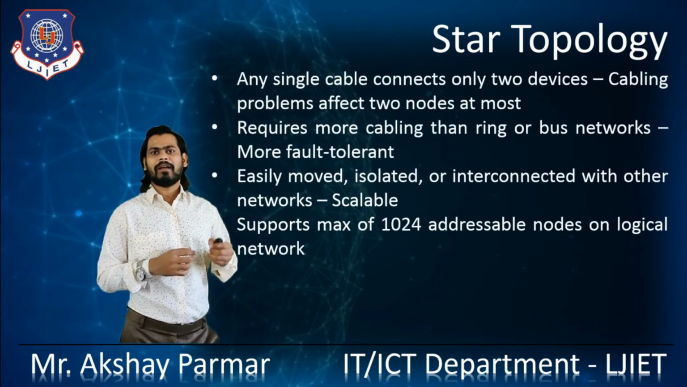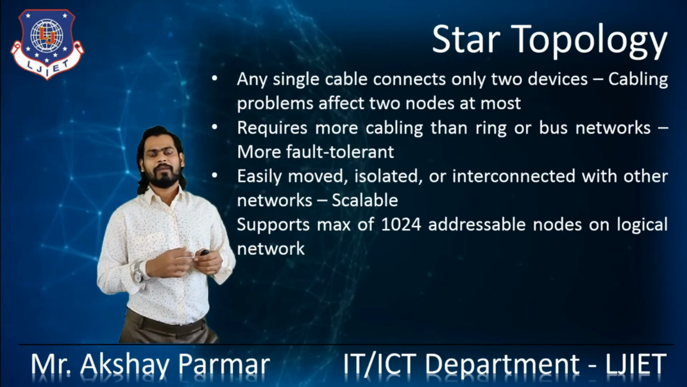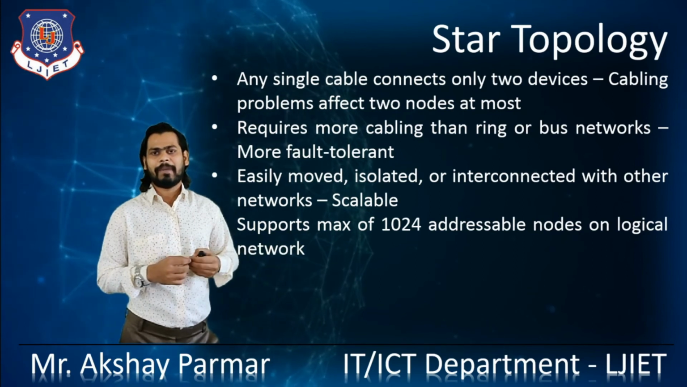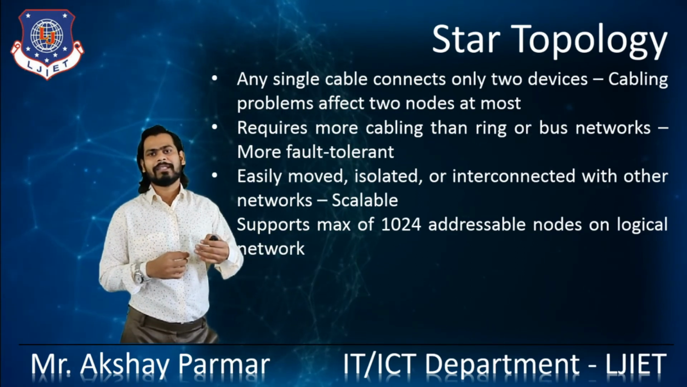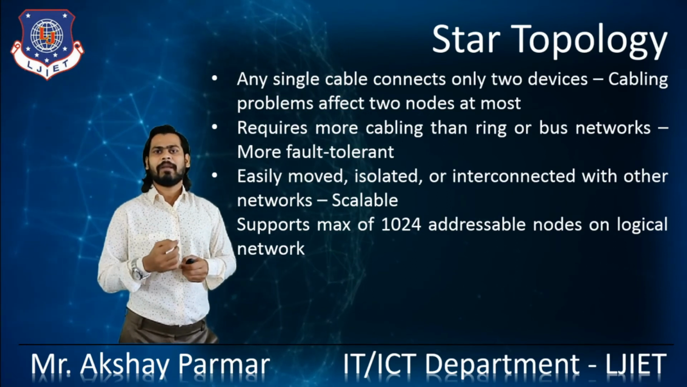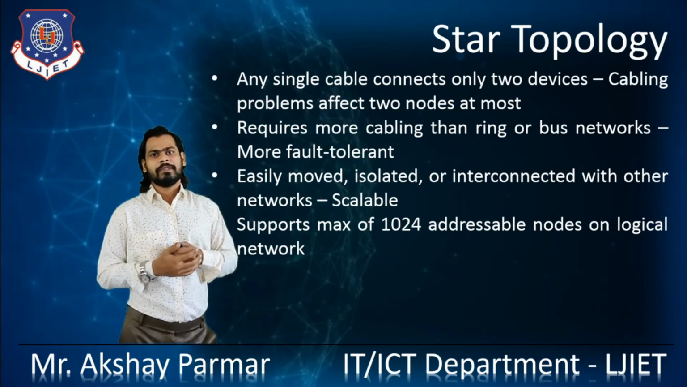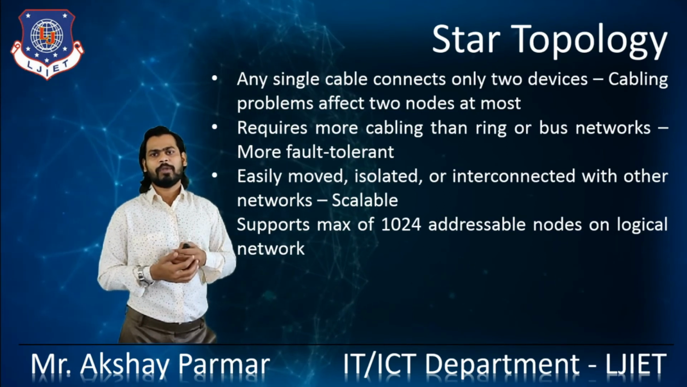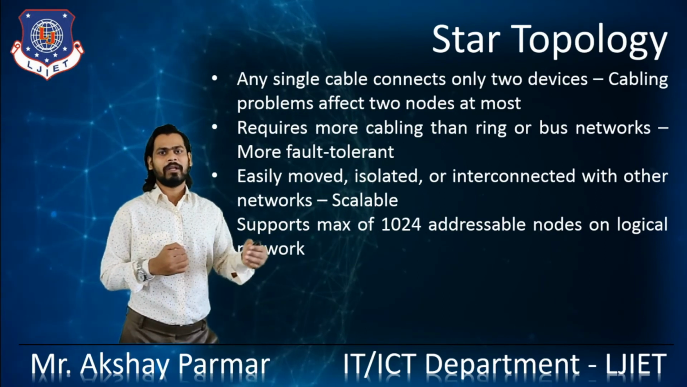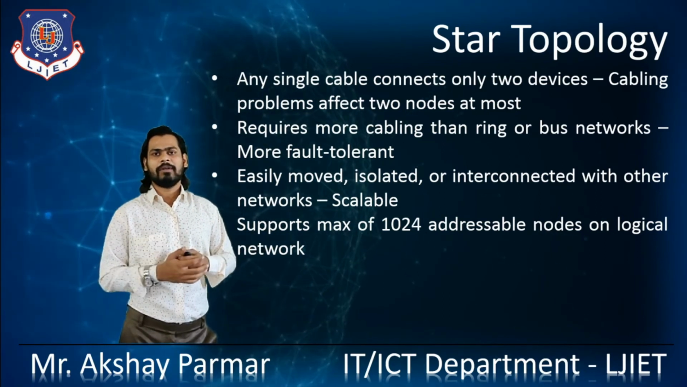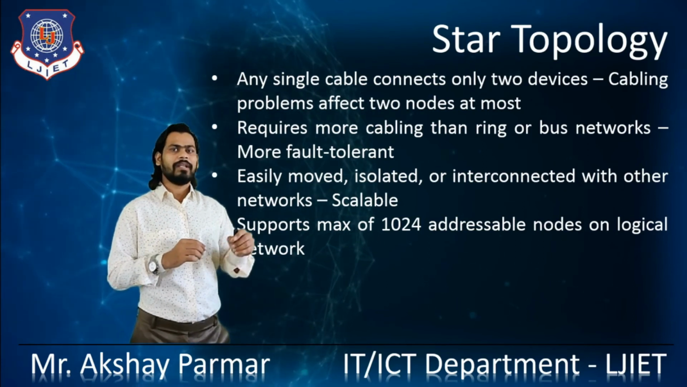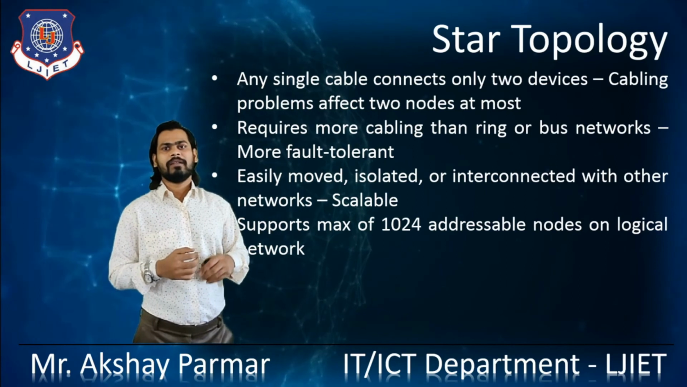Any single cable connects only two devices. Right. In the bus topology, one single cable works as a backbone, and all the devices are connected to that cable. But in the star topology, a single cable connects only two devices, the device and the hub. If a cabling problem or any device failure occurs, that problem affects only two nodes at most, right?